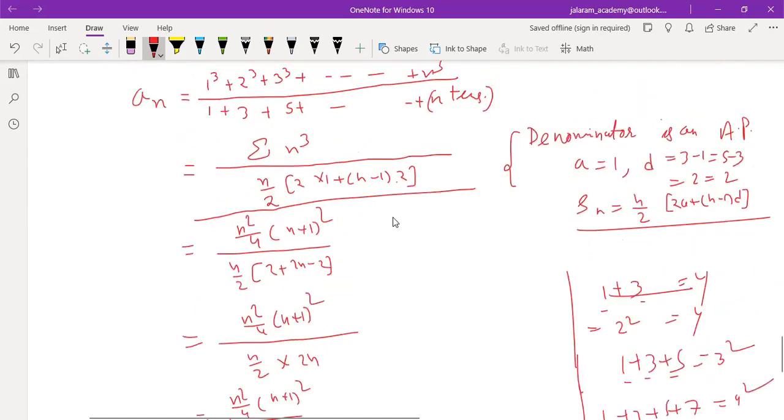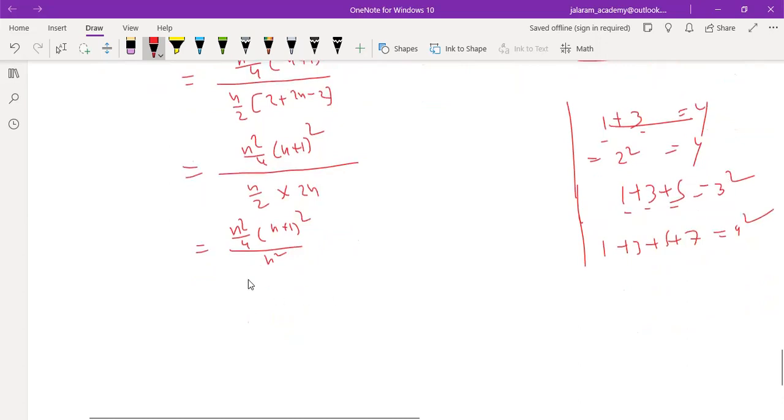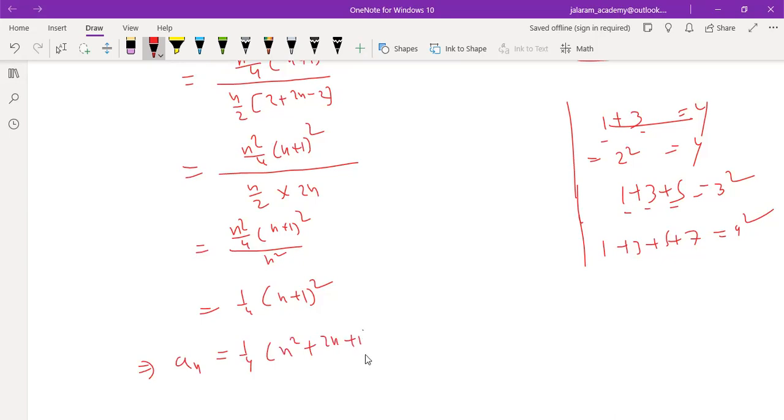In the denominator, there is a series which is the sum of first n odd numbers, 1 plus 3 plus 5 and so on up to n. And we have calculated that this is n square. Now, this n square will be cancelled out. So only 1 by 4 into n plus 1 whole square will be there. So the nth term which we wanted to find becomes 1 by 4 into n square plus 2n plus 1.